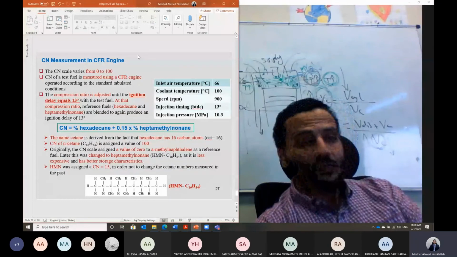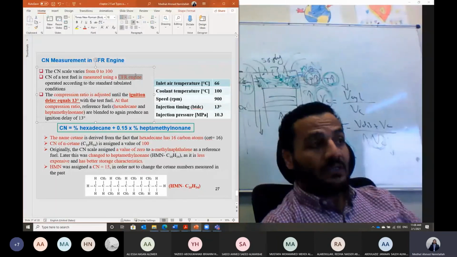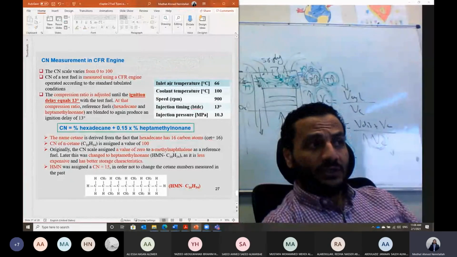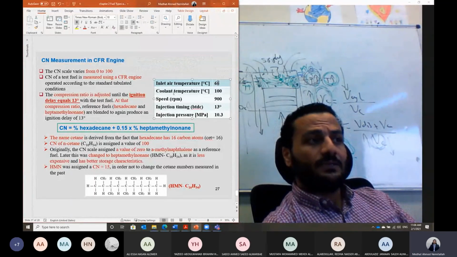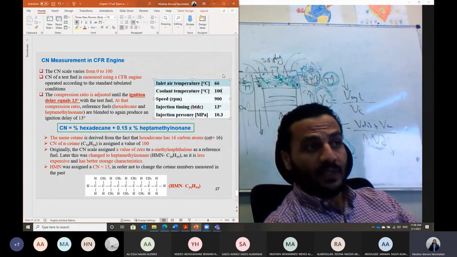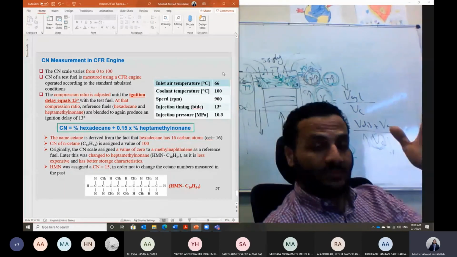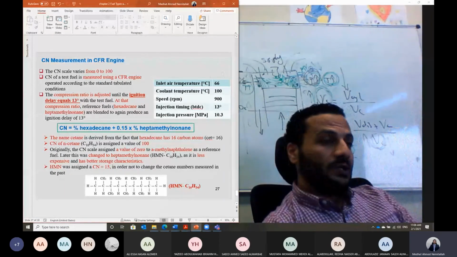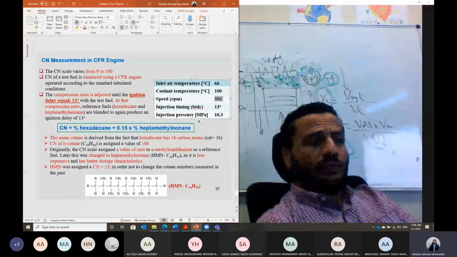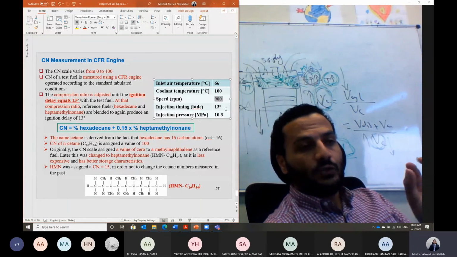Now, how can we calculate the cetane number? Typically, it is the same CFR engine, but it is a diesel engine in this case. We use this engine at a given operating condition. The intake air temperature is 66, and the cooling water temperature is 100 degrees C. So most probably this is water under atmospheric pressure, under phase change, evaporative cooling, in order to keep the temperature of the wall fixed during the cooling process. The engine speed is 900 revolutions per minute, and the fuel injection starts 13 degrees before the top dead center.